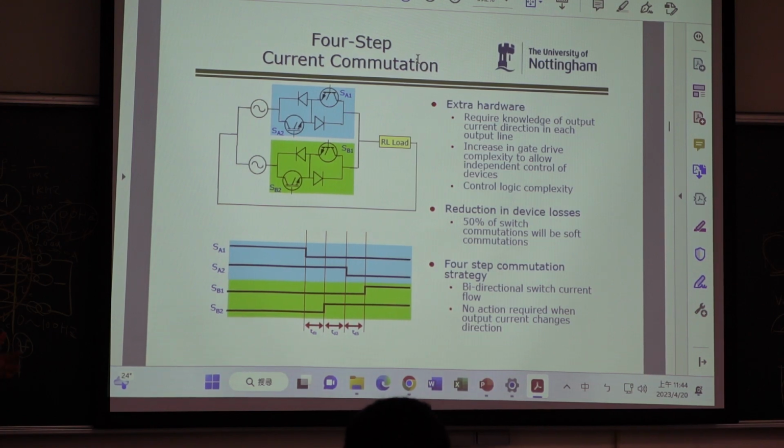Then I can reduce the voltage stress and the current stress, because when I turn on both, they share. Then the current becomes 5 ampere. Then I can reduce the load.